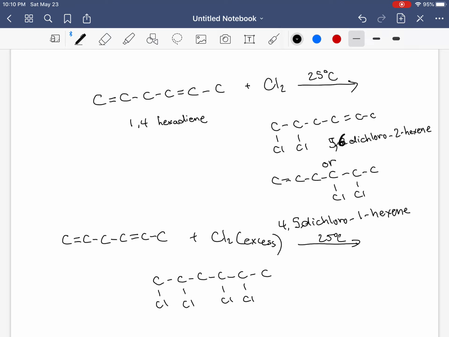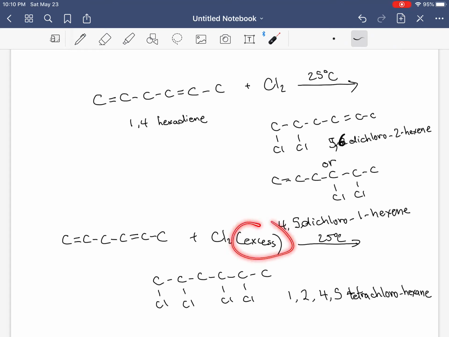All right. So for this one, there is no more alkene, so you're just going to be counting where those chlorines are linked. So that's 1, 2, 4, 5-tetrachlorohexane. So be careful. Look for this just in case. You don't know if you're going to be tricked in some sort of way. All right. So that's halogenation.